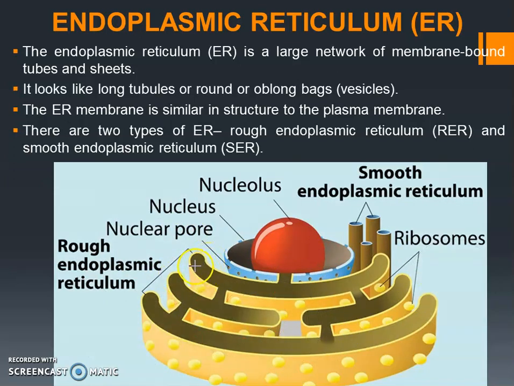You can see it here. These are the sheets and these are the tubes. Okay, so the endoplasmic reticulum is a large network of membrane-bound tubes and sheets. Okay, what does membrane-bound mean? They are covered by an outer membrane. Okay, and how are they present? They are present as tubes and sheets like this. Okay, so this is completely the endoplasmic reticulum.